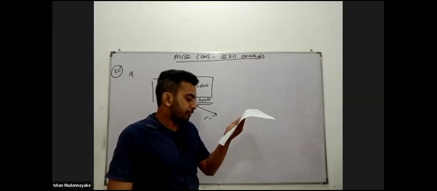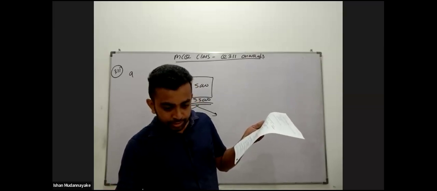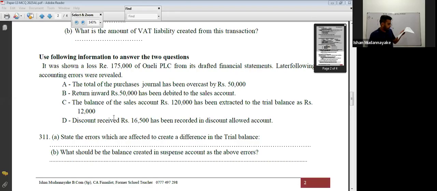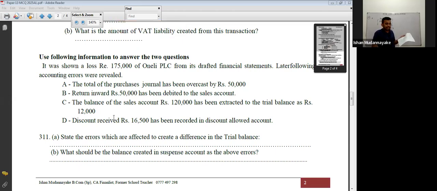See, the balance of the sales account, 120,000, has been extracted to the trial balance as 12,000. The sales account total amount was extracted to the trial balance as 12,000. Then the trial balance will not be equal because of this error. Then we can get C.